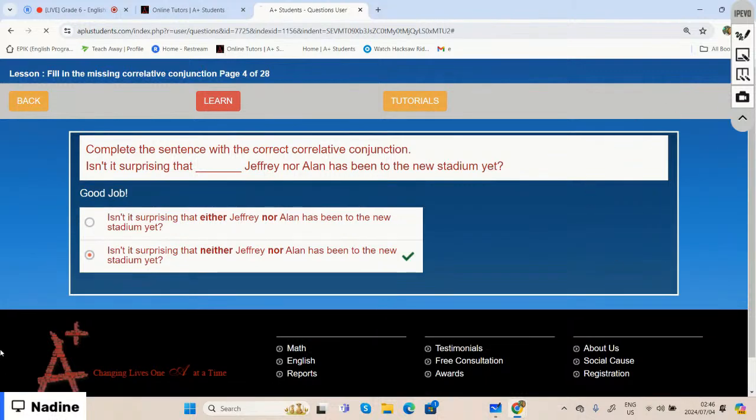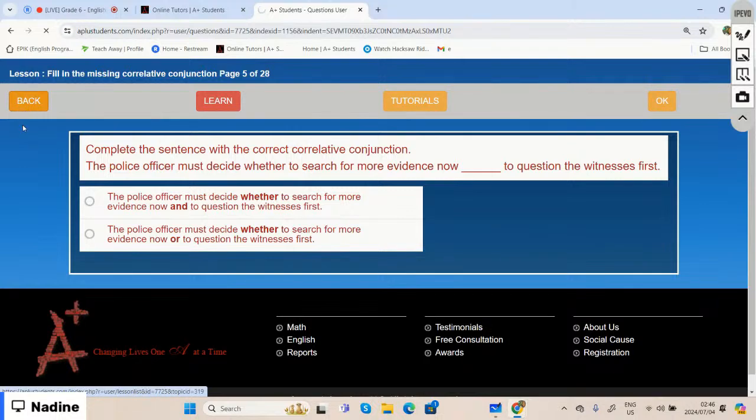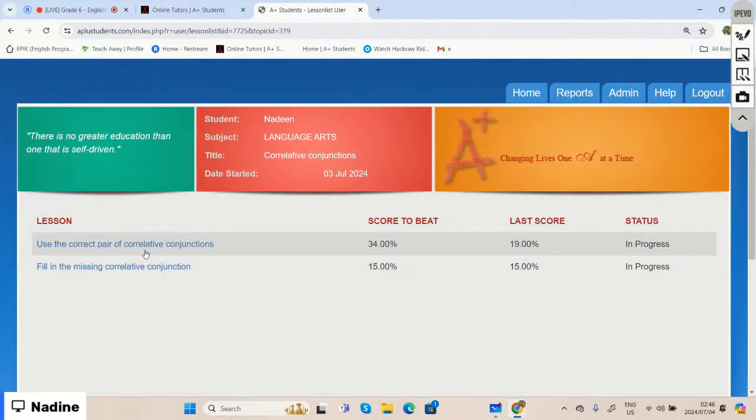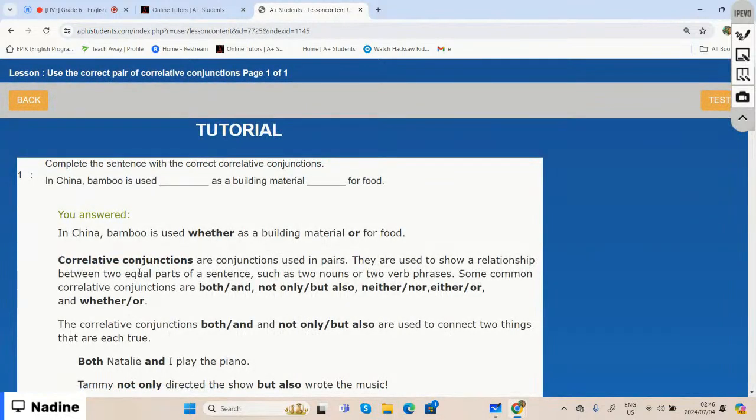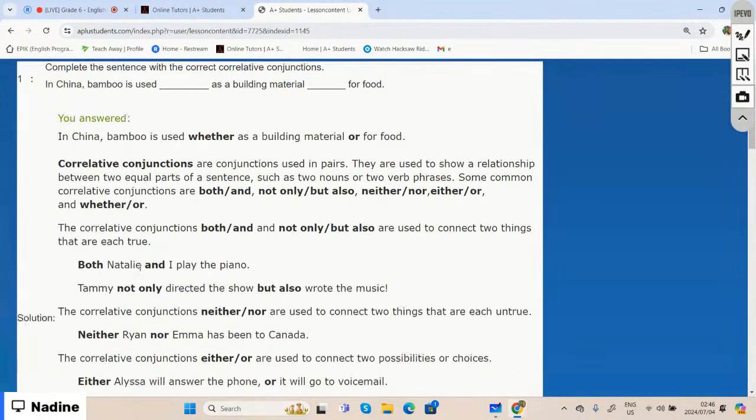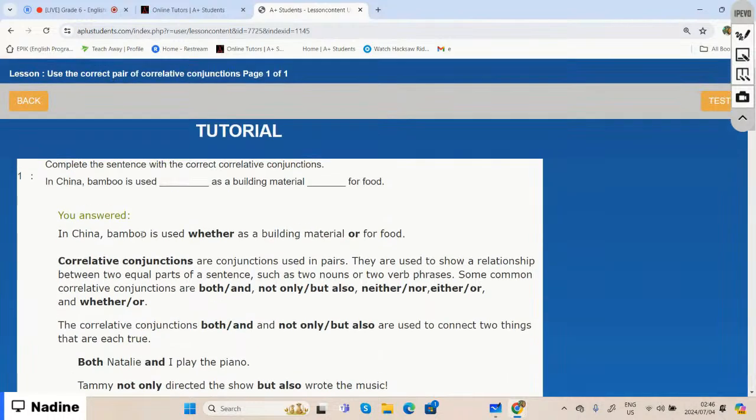All right, so this is now the end of our lesson on correlative conjunctions. We said correlative conjunctions are used in pairs. They are used to show a relationship between two equal parts of a sentence, such as nouns or phrases, right? And our common correlative conjunctions, like we said, were both and, not only but also, neither nor, either or, whether or. All right, so this is the end of our lesson on correlative conjunctions.